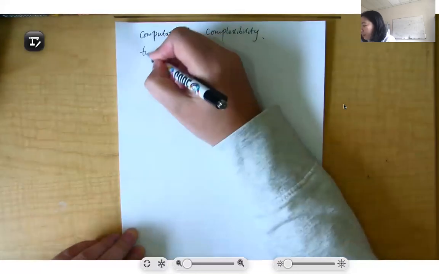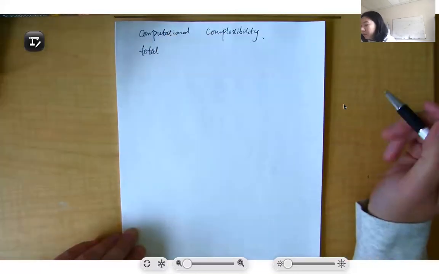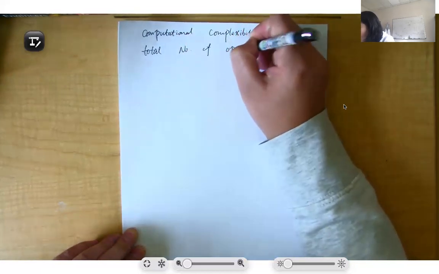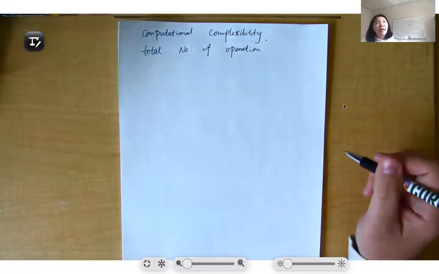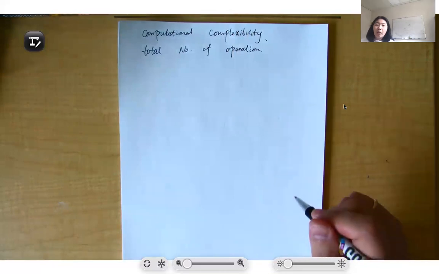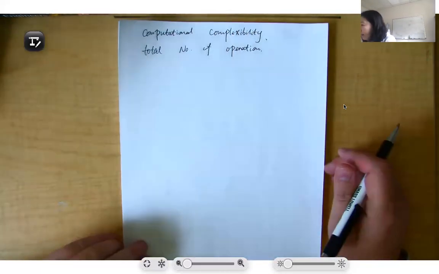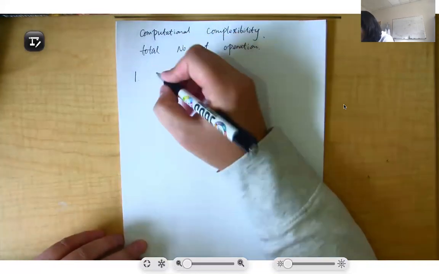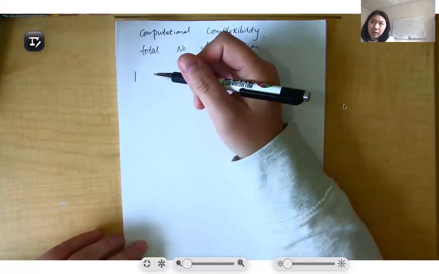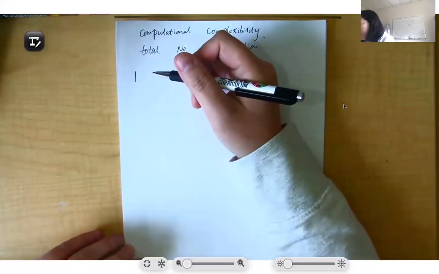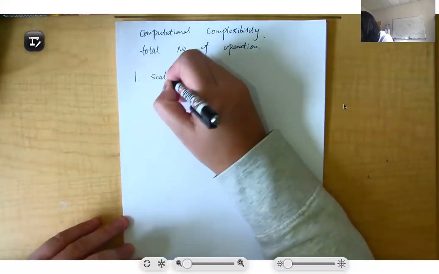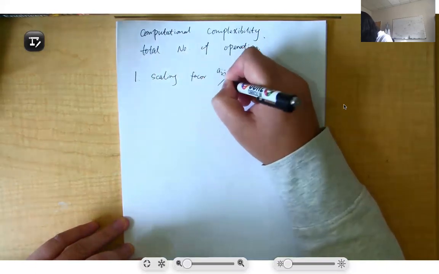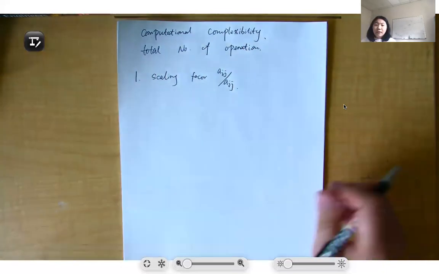The definition of computational complexity is the total number of operations: additions, multiplications, divisions, substitutions. They all count as operations. Then what we count: the scaling factor is important for Gauss elimination, so you have to know what the scaling factor is. Aij divided by Ajj. There is a tricky part here.